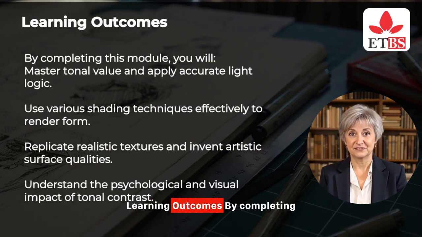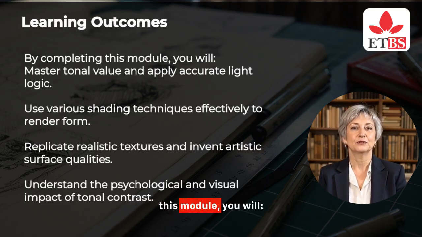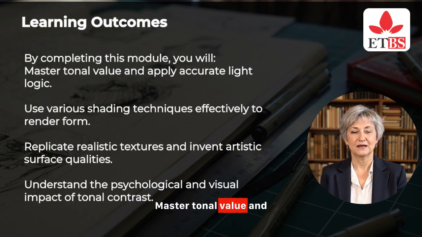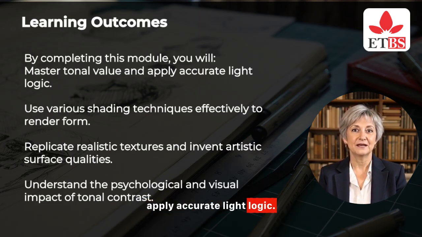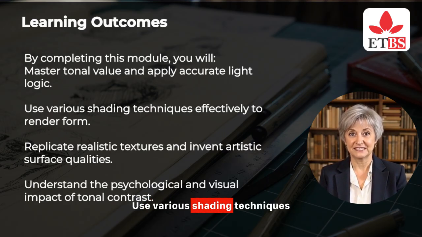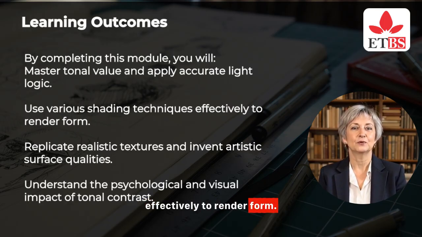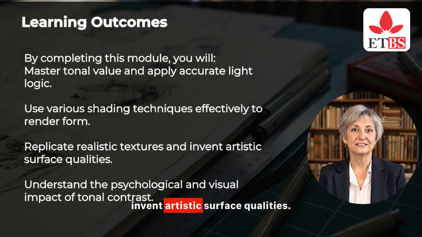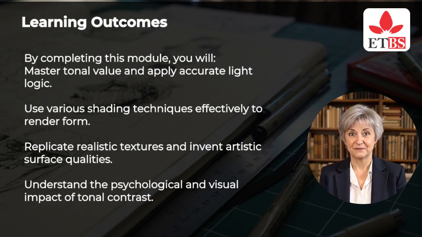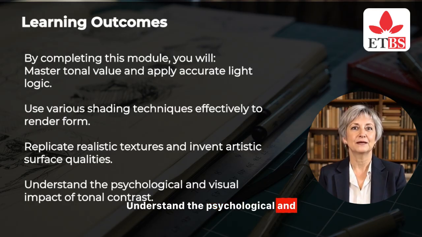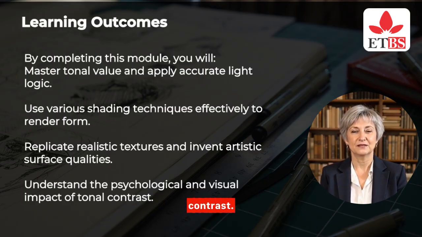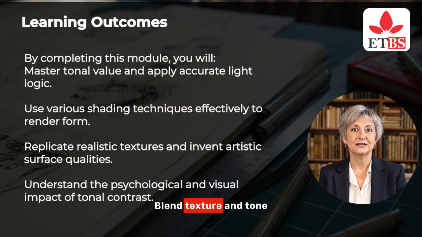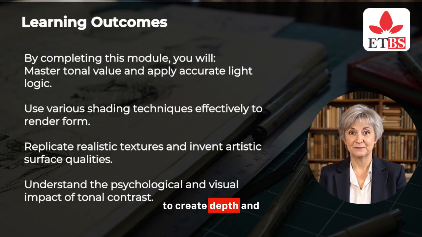Learning outcomes. By completing this module, you will master tonal value and apply accurate light logic. Use various shading techniques effectively to render form. Replicate realistic textures and invent artistic surface qualities. Understand the psychological and visual impact of tonal contrast. Blend texture and tone to create depth and mood.